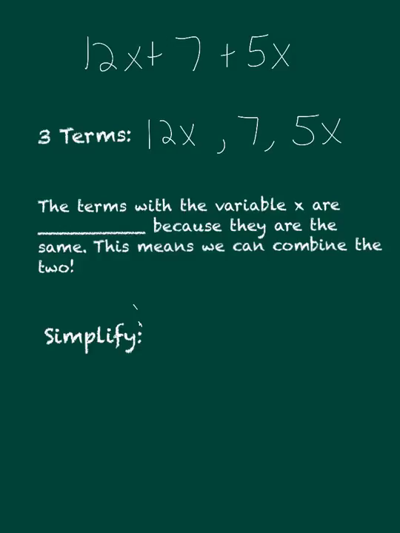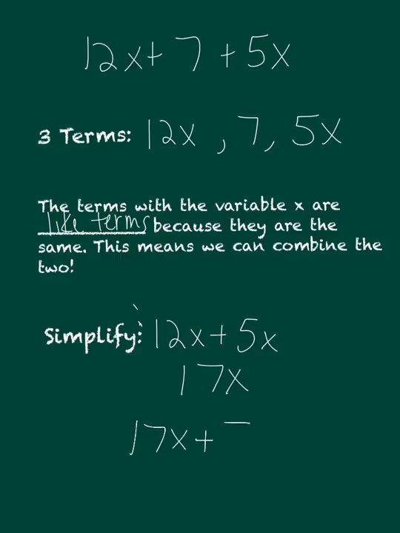The terms with the variable x are like terms because they are the same. This means that we can combine the two. So in order to simplify this expression, we're going to combine 12x and 5x, and that gives us 17x. So when it's all said and done, our final answer is going to be 17x plus 7.